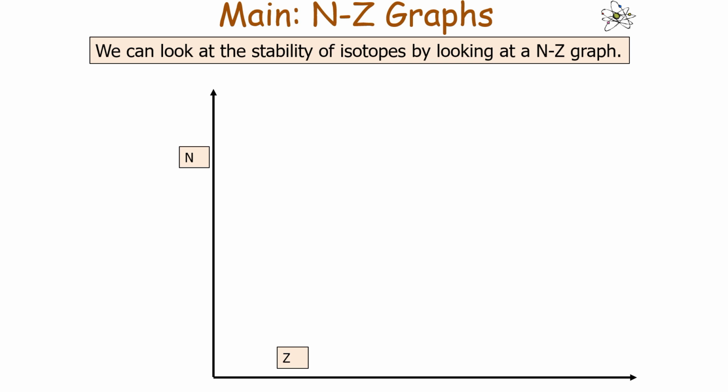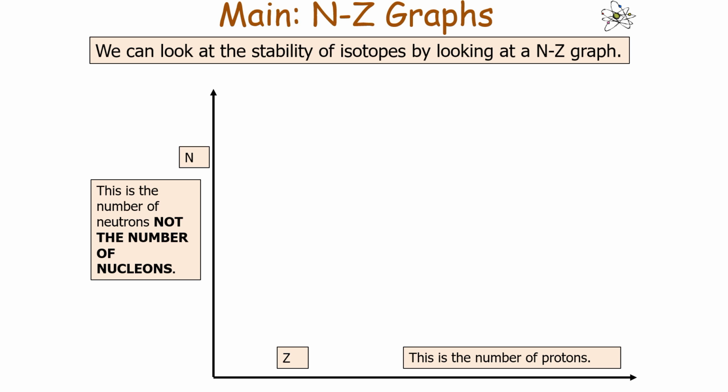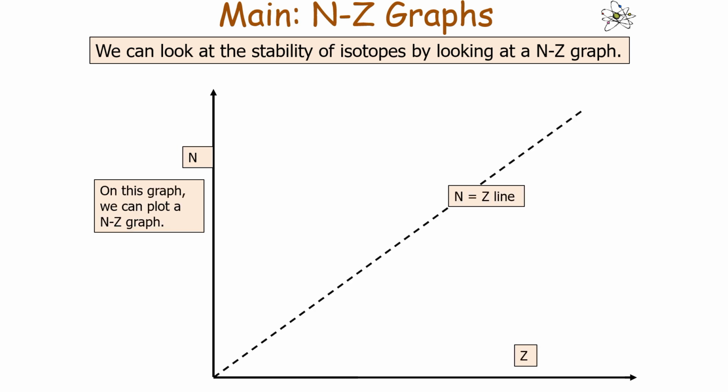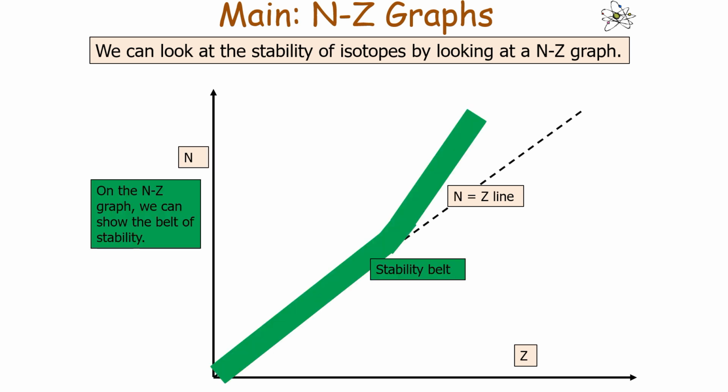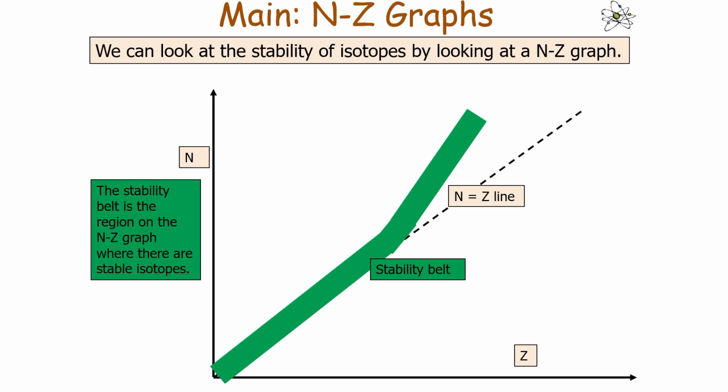Now remember, just to clarify, N is the number of neutrons, not the number of nucleons, while Z is the number of protons. So on this graph we can plot the NZ line, which is when the number of neutrons equals the number of protons, and it's just a straight line through the origin. Now on the NZ graph we can also show a belt of stability. Now the stability belt is the region on the NZ graph where there are stable isotopes.